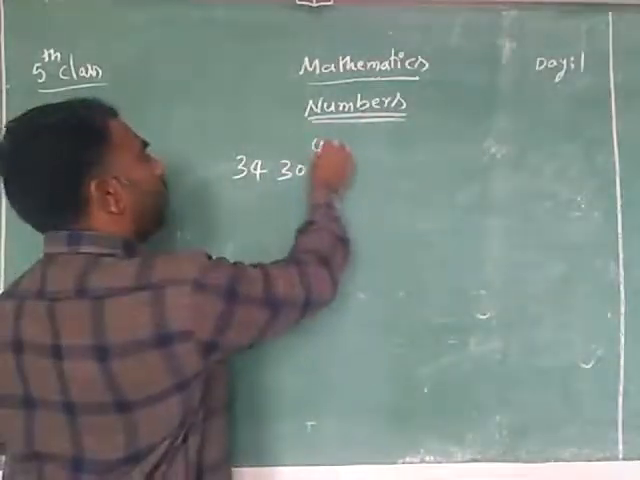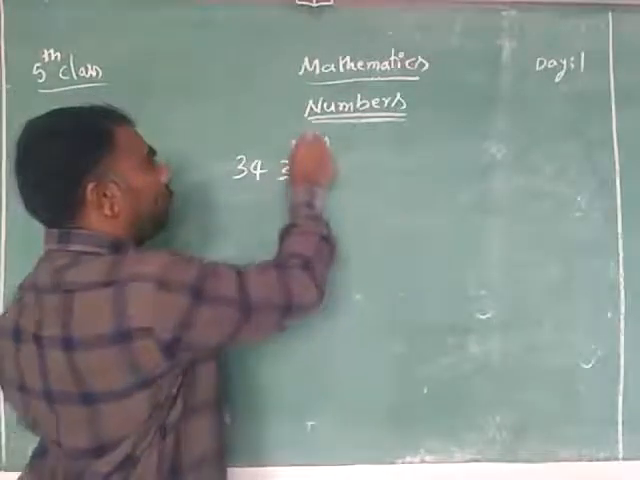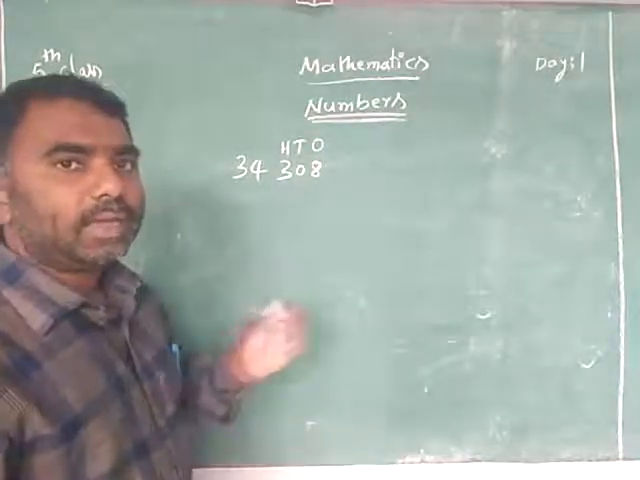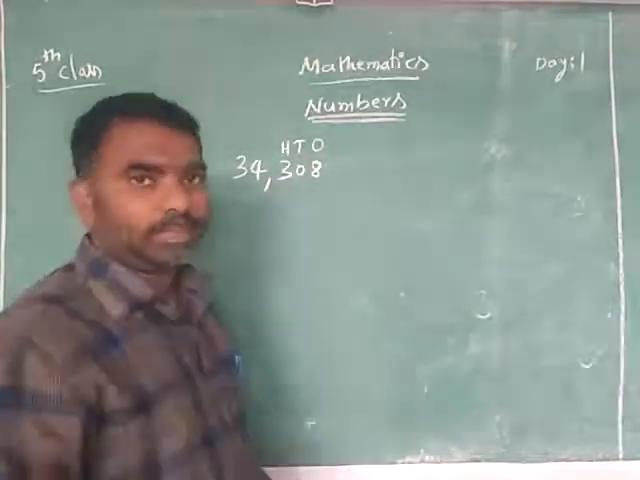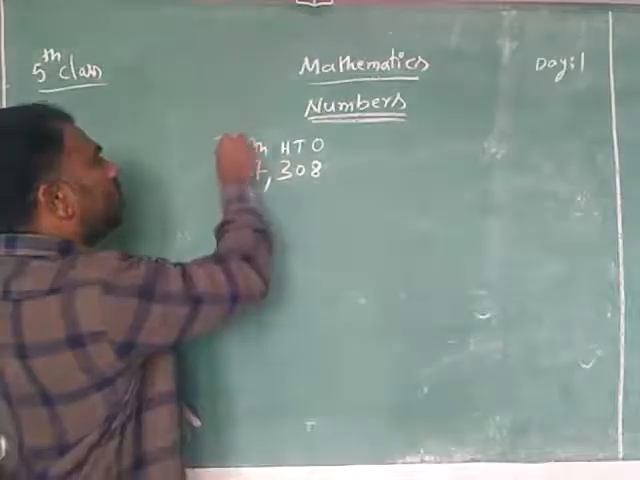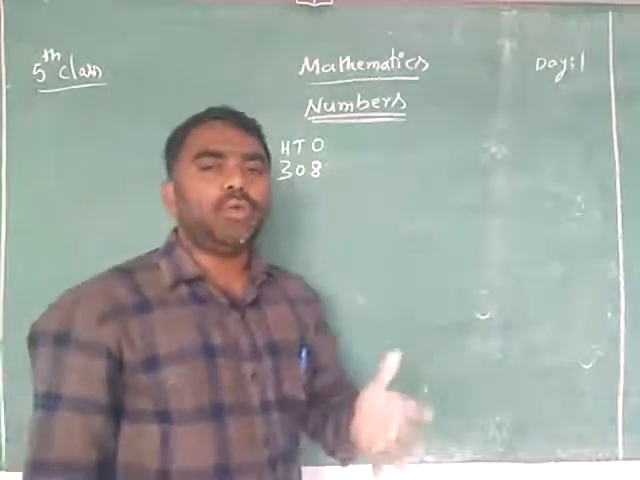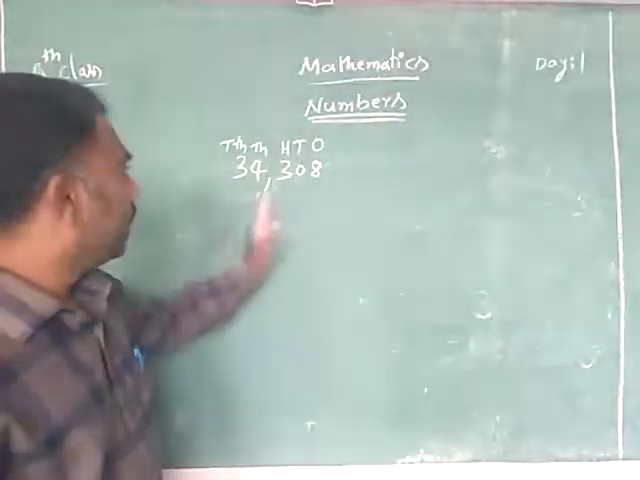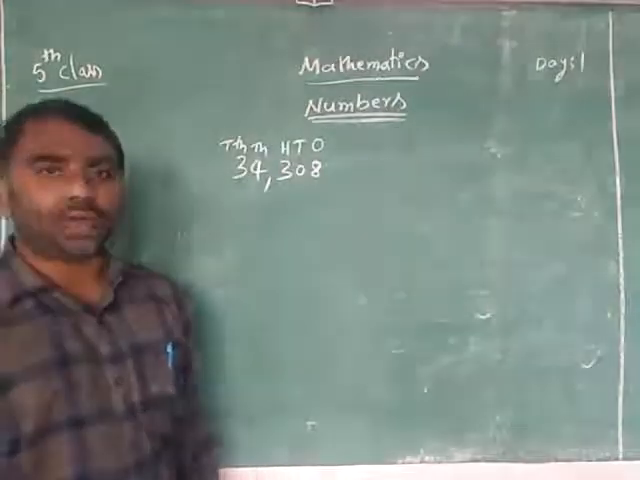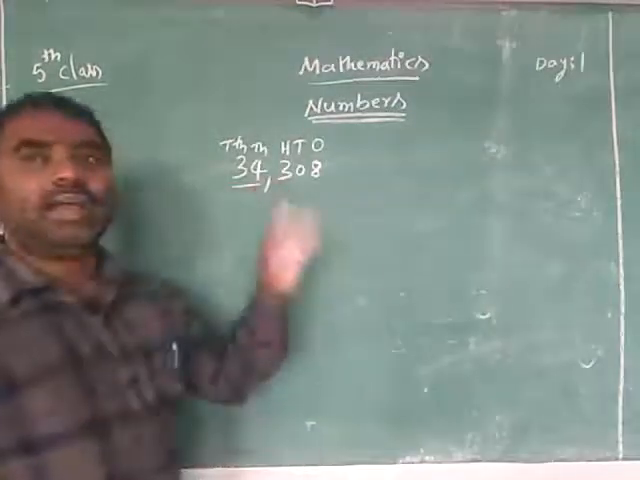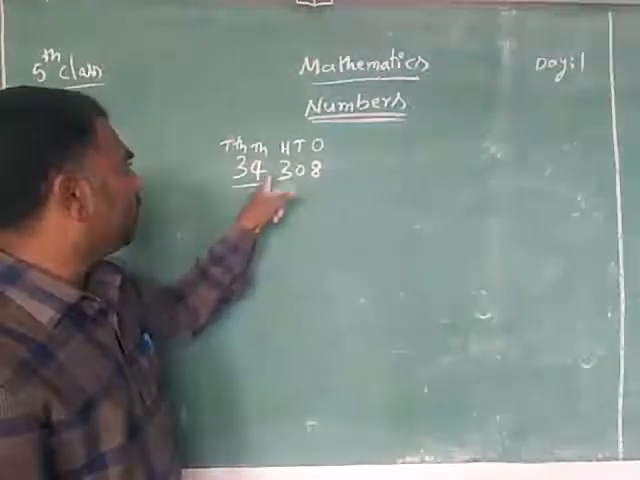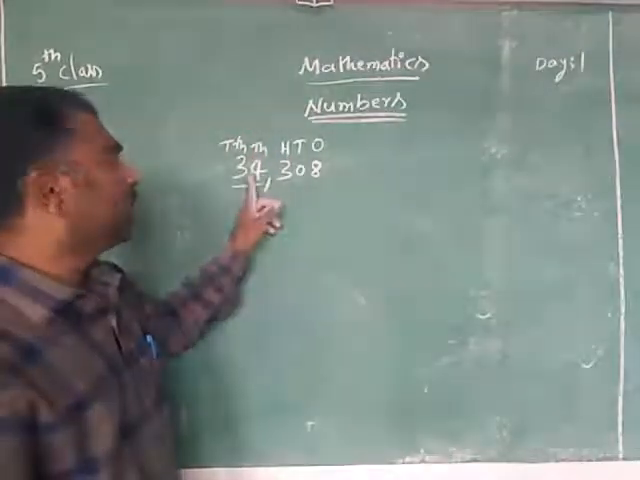What is this place? Ones place. What is this place? Tens place. What is this place? Hundreds place. After the hundreds place, keep a little comma, separating the number like this. The next place is the thousands place, and the next is the 10,000 place. Now we can read the number very easily. Leave the hundreds, tens and ones, and read what number is before that. It is 34, and these are thousands, so you read that as 34,000.